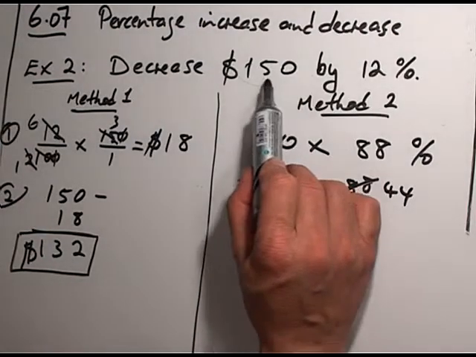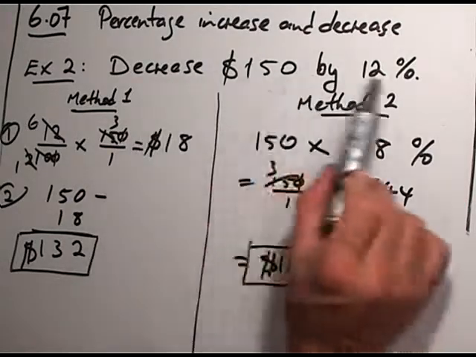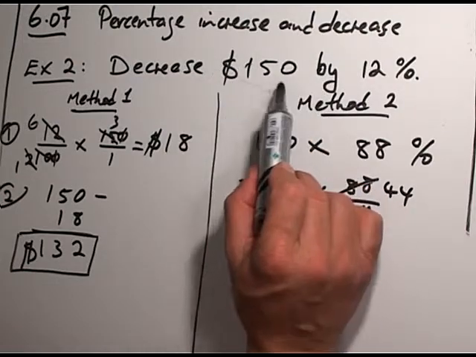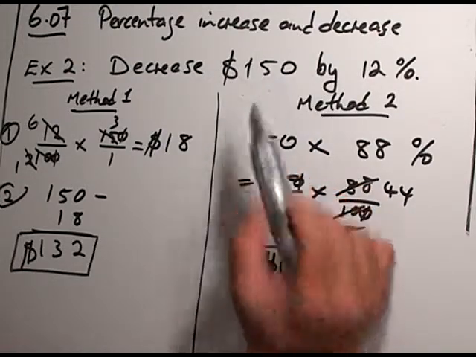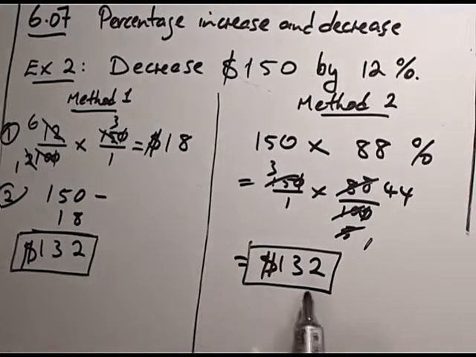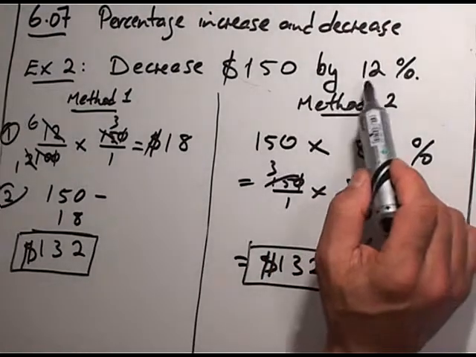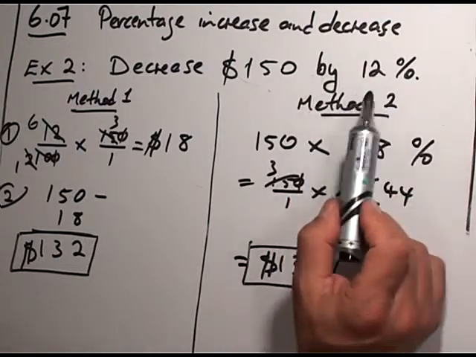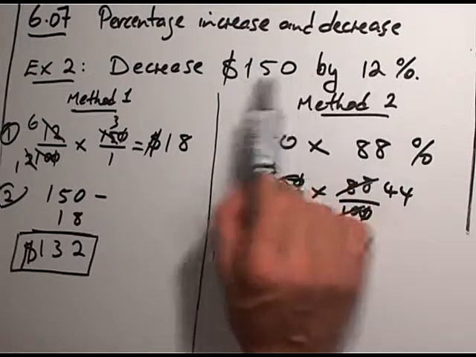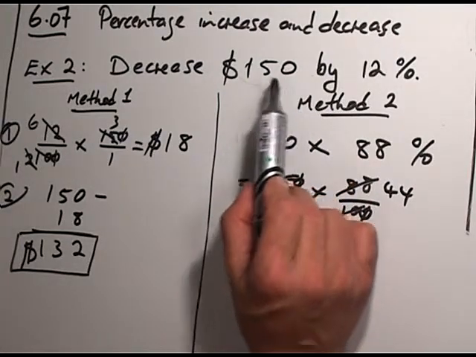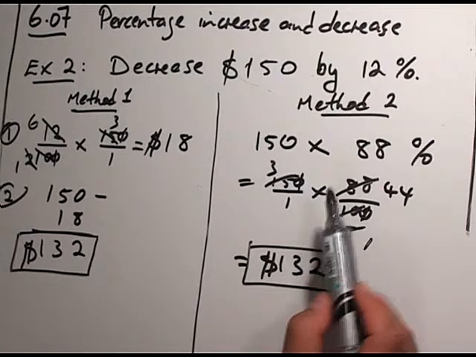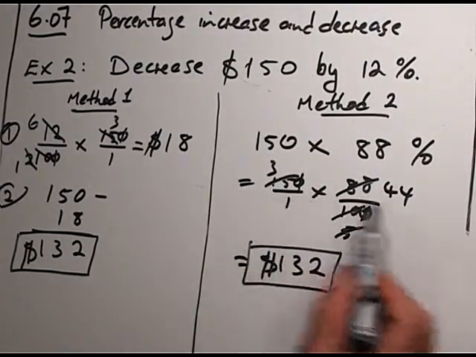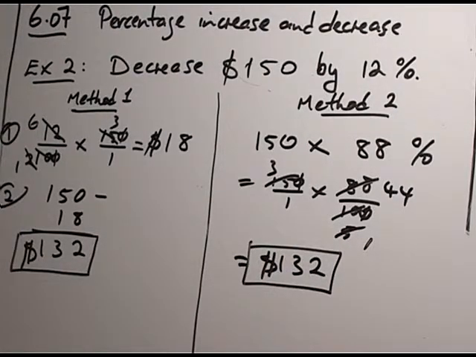If I start out with 150 and I decrease it by 12%, obviously I need to end up with a figure that's less than 150. Yes, my answer is less than 150, 132. I've decreased it by 12% because I've taken off 12% off my 100%, which is 88% of 150. So I've calculated what is 88% of 150, which straight away calculates in one line to be $132.